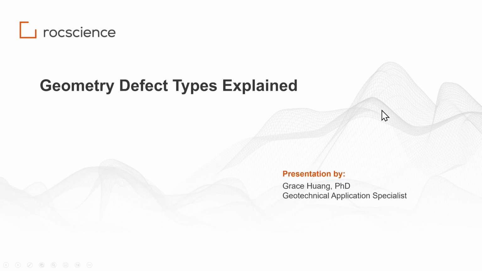In this video, I will explain the 5 different geometry defect types that can be identified in RockScience 3D models. I will also explain how these defects affect different analyses.